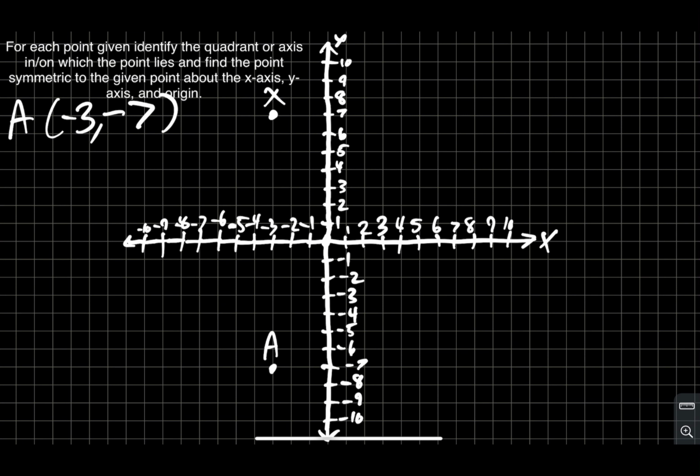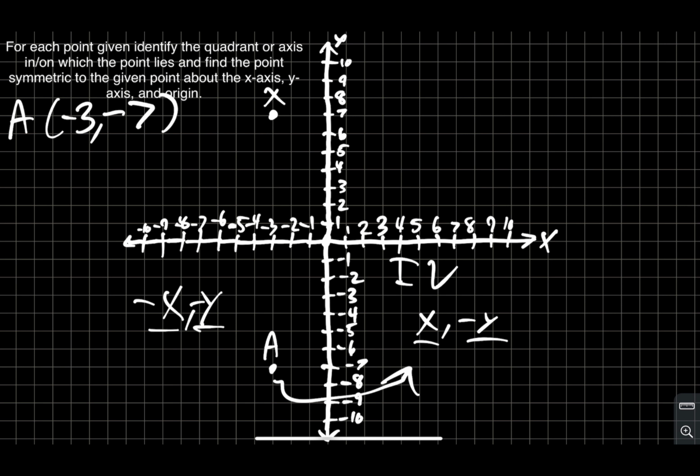Now let's try to find the point symmetric to A about the y-axis. So we want to find a point that's on the other side of the y-axis. So for quadrant 3, we have that formula negative x, negative y. And we want to take this point and find a point that's symmetric about the y-axis. So that's in quadrant 4. Quadrant 4 has that formula of positive x, comma, negative y. So notice that the y value did not change signs, but the x value did.